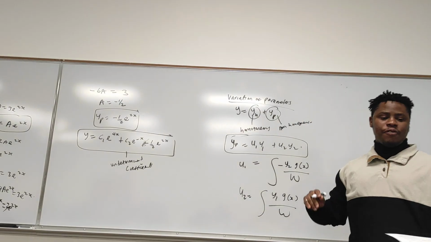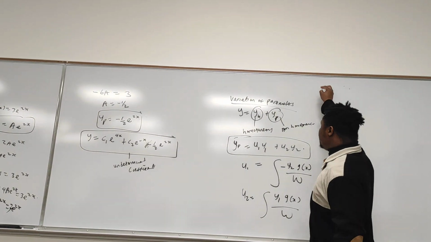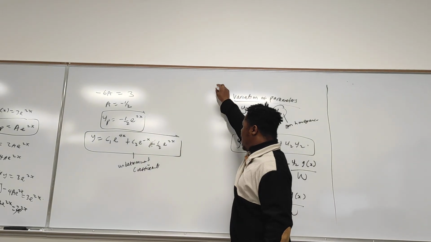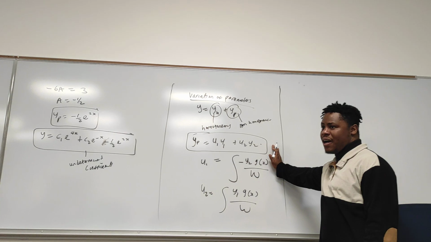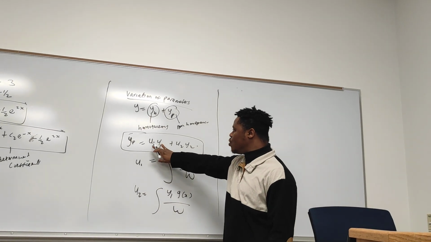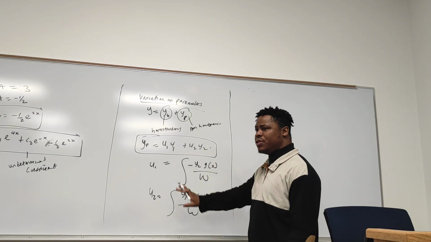I'll derive this formula for you, but not today. Let's solve this 6th question first. You don't need to memorize this, but I'll show you how to derive that later. So this is what you need to know for the method of variation of parameters. You need to know that your yp is u1 y1 plus u2 y2. Our u1 is this, and our u2 is this.